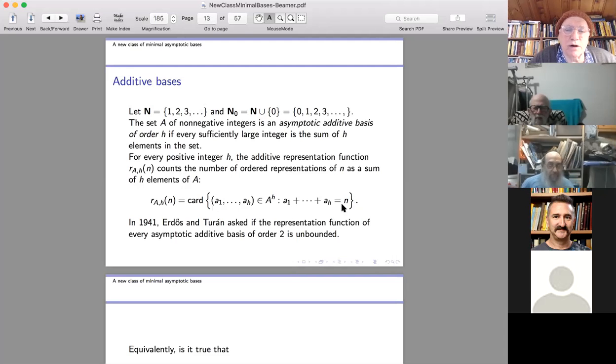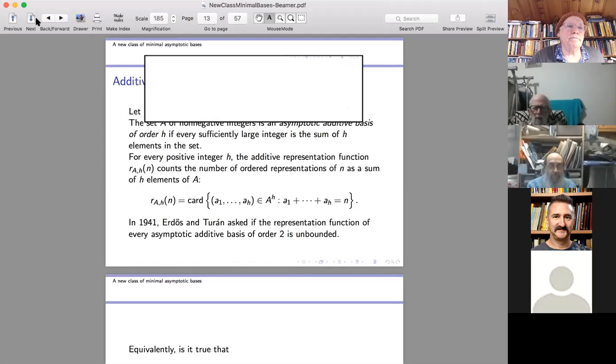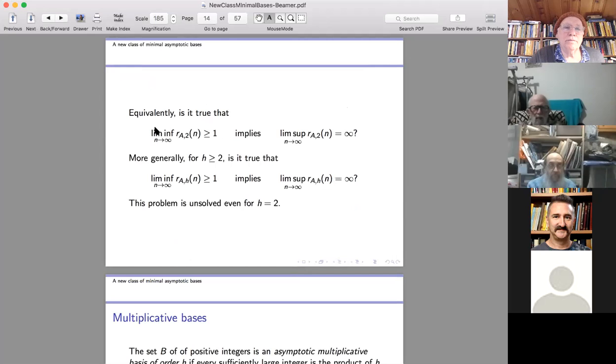So this equation has at least one solution, and Erdős and Turán asked approximately 70, 80 years ago now, whether the representation function must be unbounded. So if every equation has at least one solution, can you find for any number k an integer n with at least k solutions? Is this representation function unbounded? An equivalent way to write that is, they stated the problem for two summands, but if the lim inf of the representation function is at least one, does that imply the lim sup is infinite?